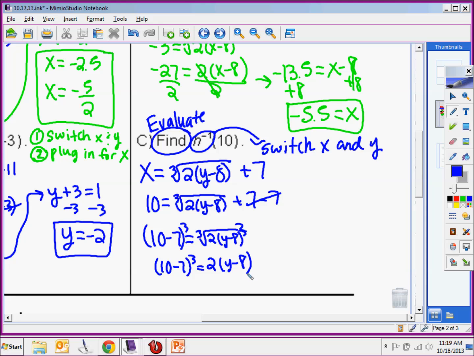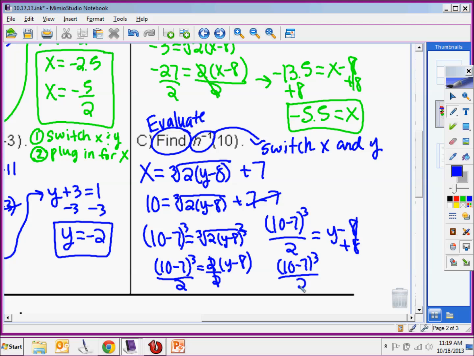How do I get y by itself? Get my parentheses alone. I divide by 2. Divide by 2. So now I have 10 minus 7 cubed divided by 2 equals y minus 8. What do I have? I add 8. The reason why we're doing it this way is so that you see every single step you've done along the way. Divided by 2 plus 8, and that will give me my y.